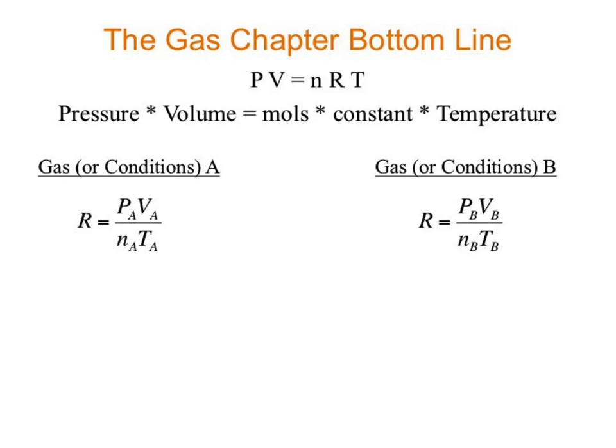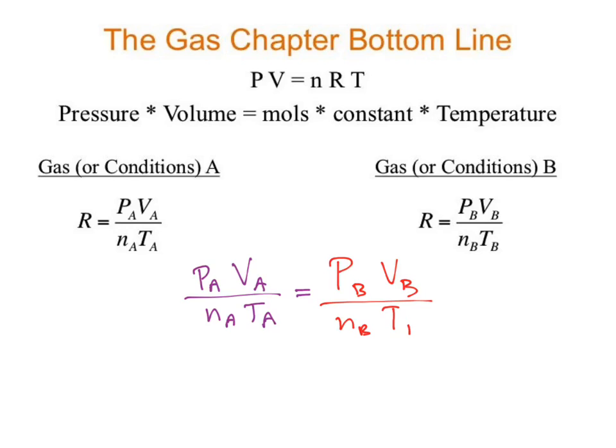Okay? So what that means I can do is now say the pressure of A times the volume of A over the moles of A, temperature of A equals the pressure of B times the volume of B over the moles of B, temperature of B. All of those relationships that we attached names to, Charles and Boyle and Avogadro and all those fun things, are hidden in here. For instance, the relationship between pressure and volume.